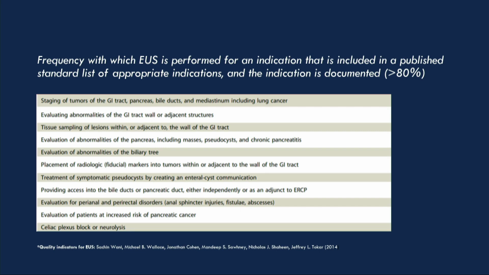And it's very logical. It's the evaluation of tumors of the GI tract, the pancreas, the bile ducts, and also tissue sampling of these lesions. It's also the evaluation of abnormalities of the pancreas, the GI tract, the bile ducts. There are also some therapeutic interventions, such as the placement of fiducials, drainage of pseudocysts, the access to bile ducts and pancreatic ducts, and also performing a plexus block.